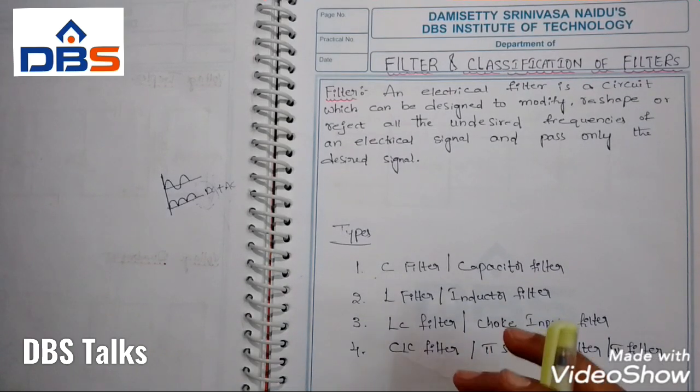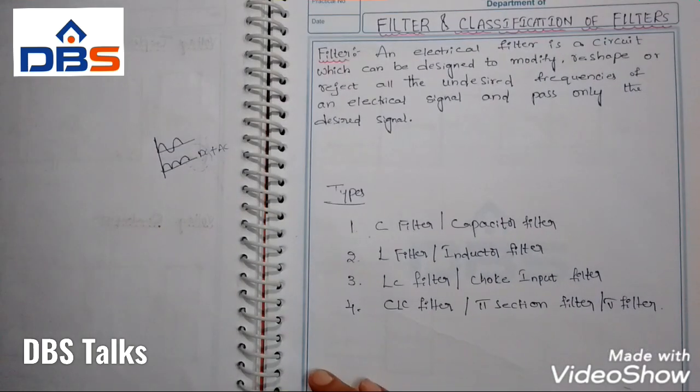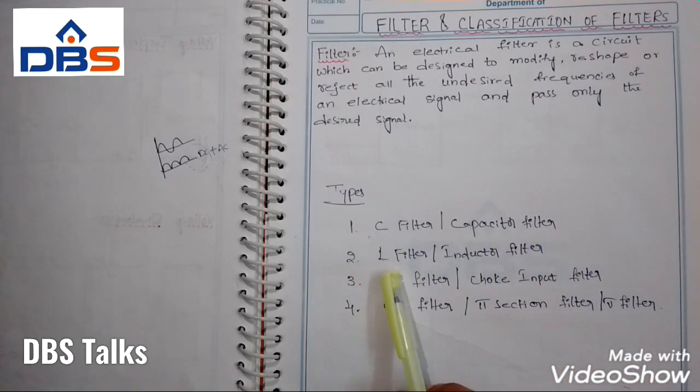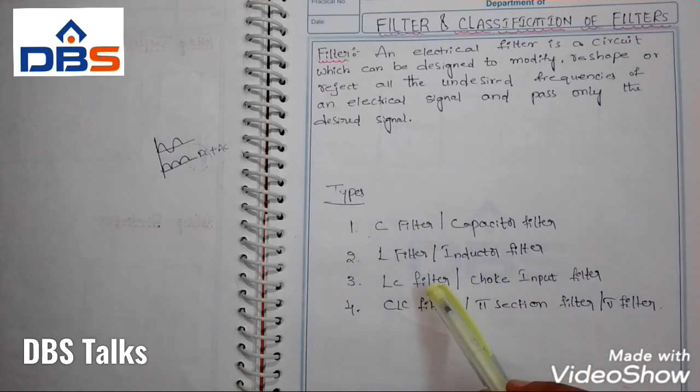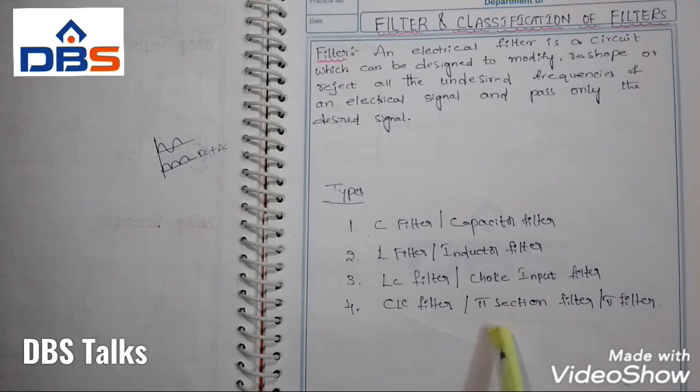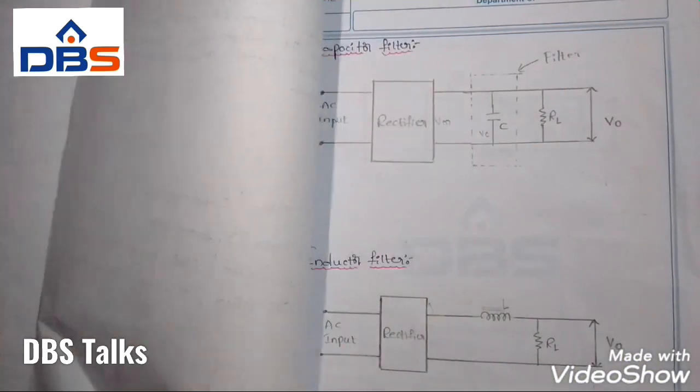So this filter is made up of an inductor and capacitor. Depending upon the arrangement of an inductor and capacitor, we have various types of filters. They are the C filter or capacitor filter, the L filter or inductor filter, and the combination of C and L, which means that it consists of a capacitor as well as an inductor. We can call it an LC filter. It is also called a choke input filter, and the fourth one is the CLC filter or pi section filter or pi filter. Now we'll see each circuit and I'll explain.